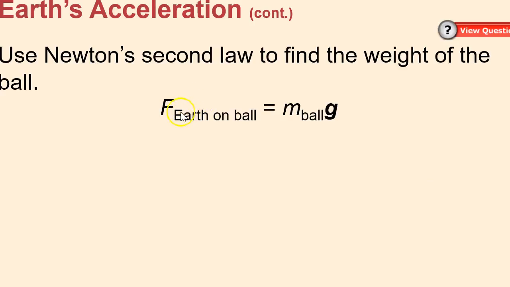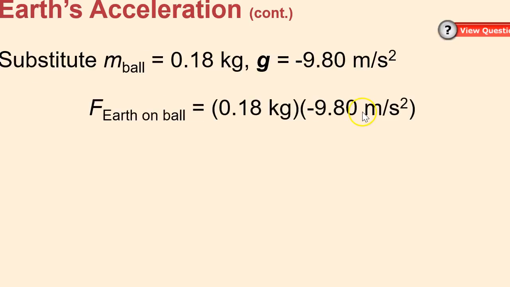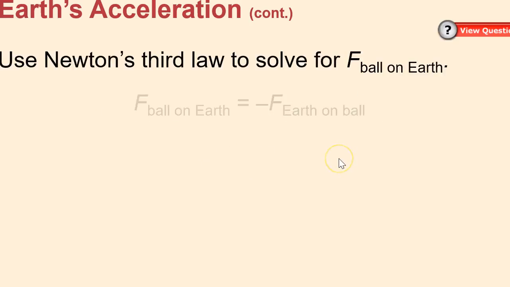The first thing we have to do is figure out how much force there is. We know the mass of the ball, we know g, substitute in some numbers, and we come up with a number for the amount of force that the Earth is exerting on the ball, negative 1.8. The negative simply means in a downward direction.